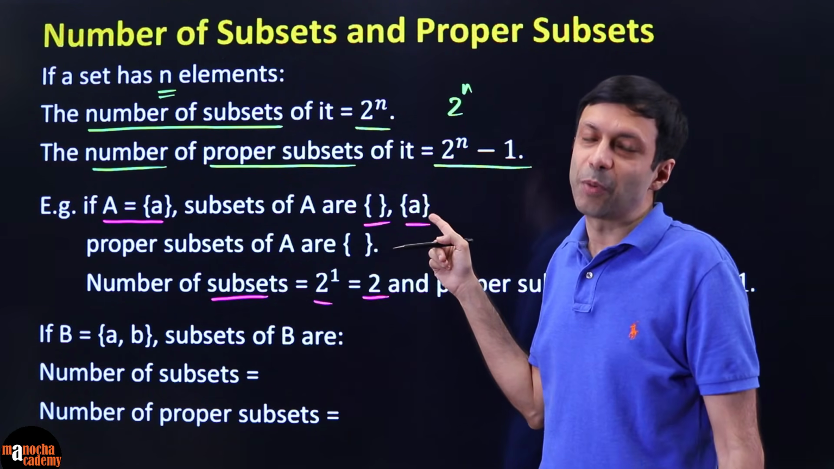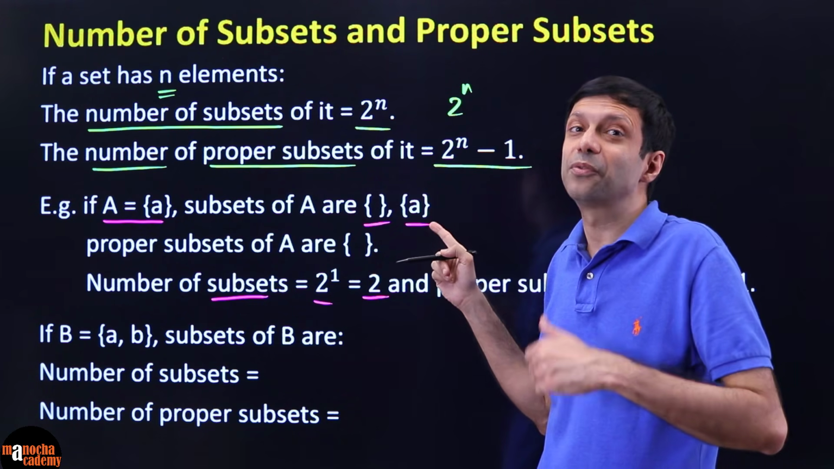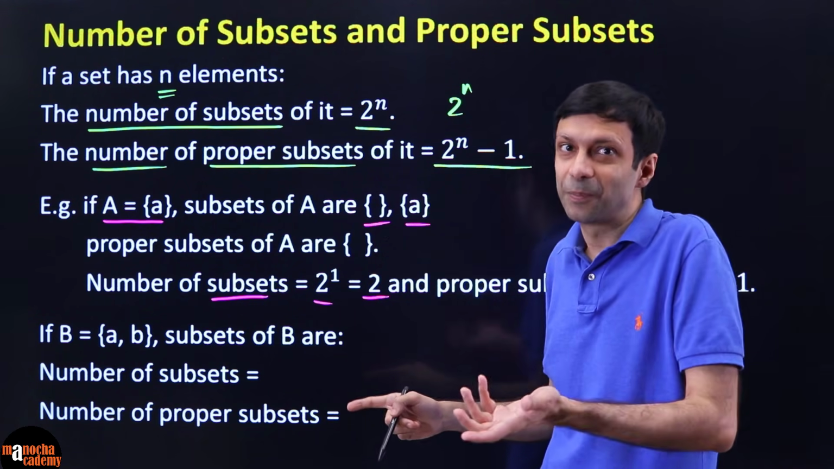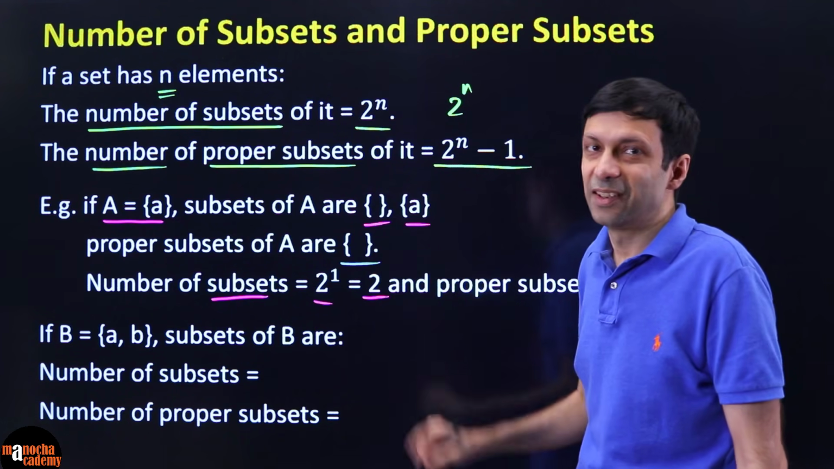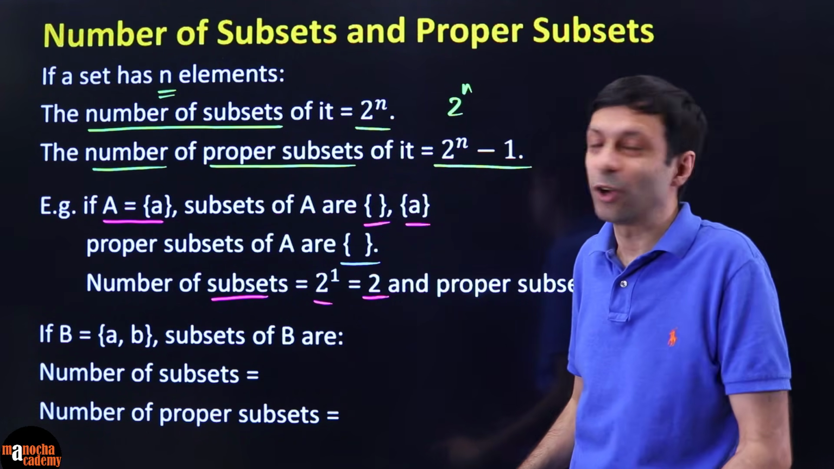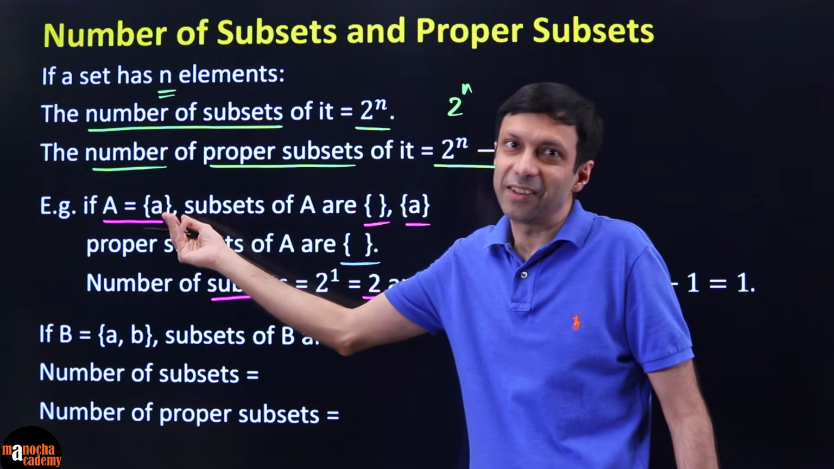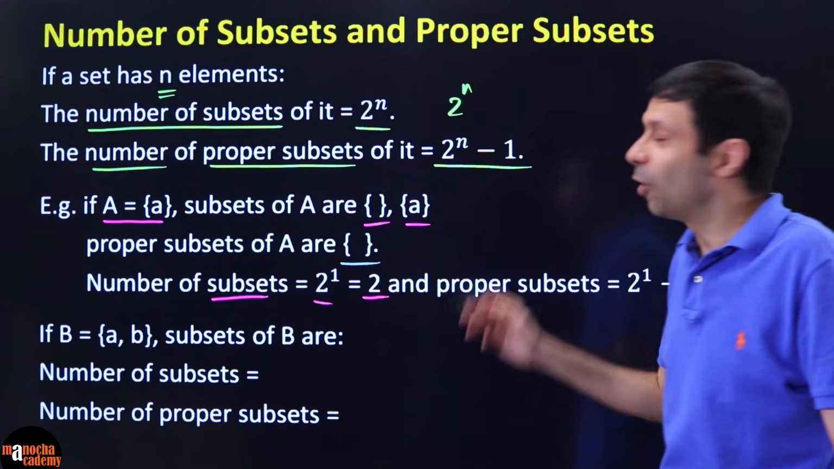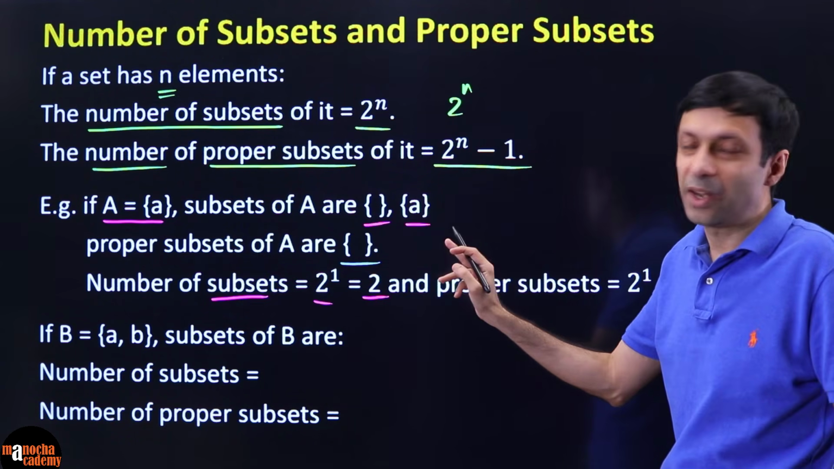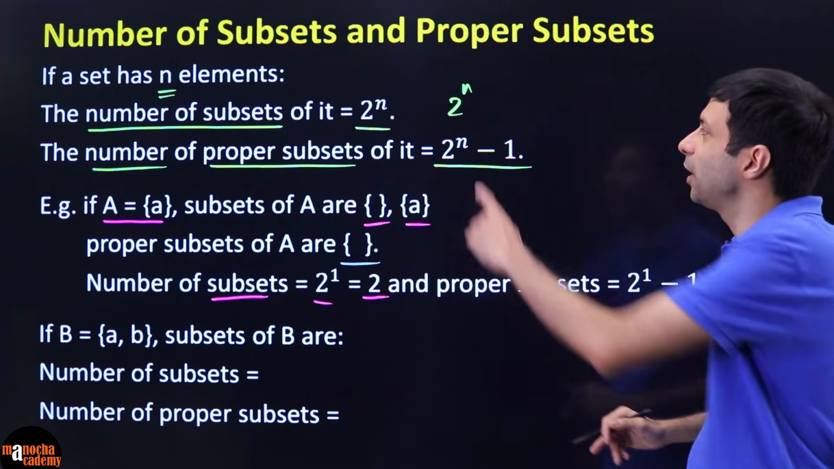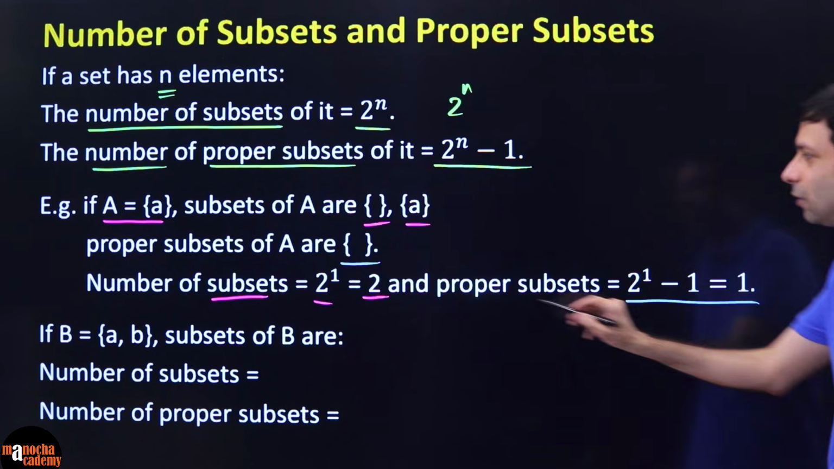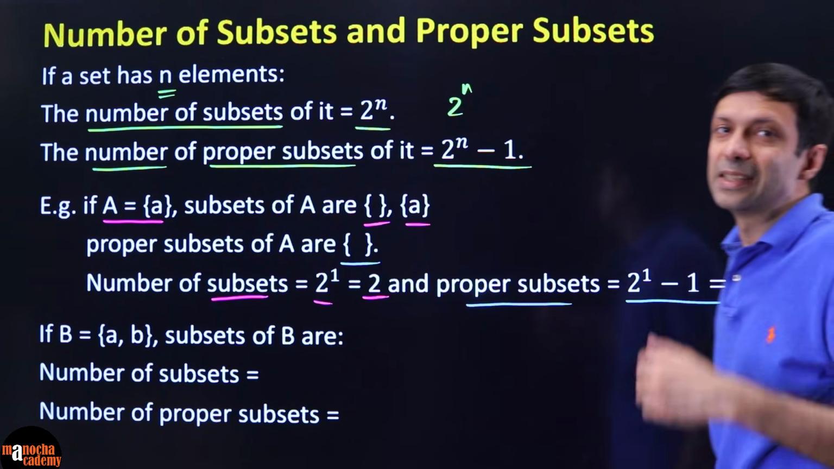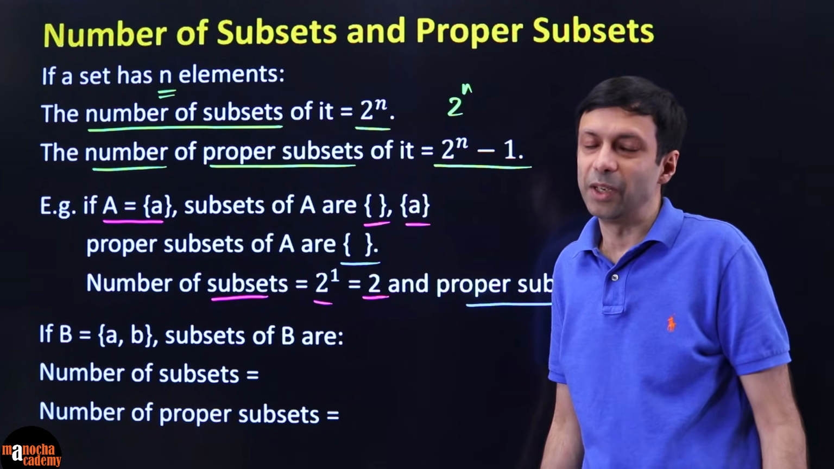A itself cannot be a proper subset because remember your set A should have something extra. So A is not counted. It will be the null set. The null set is a proper subset because A has something extra in it. It has the letter A. So how many proper subsets are there? Only one. And if you substitute in the formula 2 to the power 1 minus 1, there you see. So that means the formula works for a simple set having only one element in it.